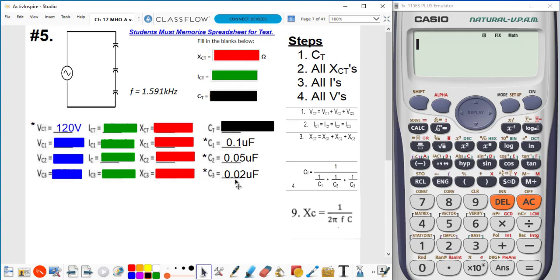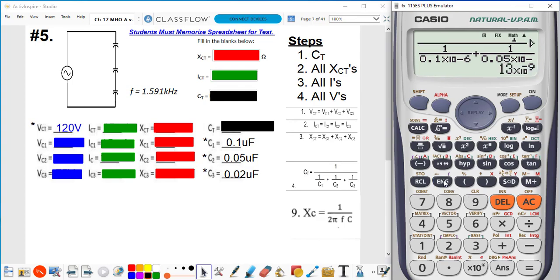So the first thing we want to find is our total capacitance in a series circuit. We see here formula number 4. In a series circuit, to find capacitance, we have to use the reciprocal formula. So we're going to go 1 over under 1 over under 0.1, all right, this value 0.05 times 10 to the negative 6, scroll over, plus 1 over under 0.02 times 10 to the negative 6, and my total capacitance here.